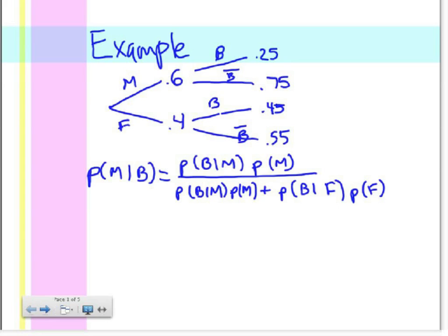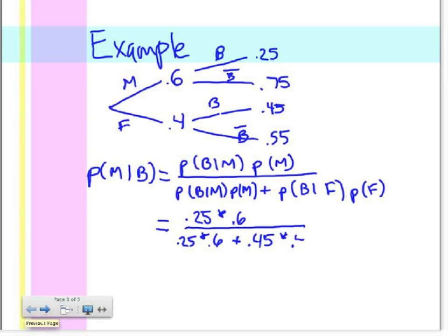So let's go to the next step and actually calculate this. The probability of B given M is 0.25, multiplied by the probability of M, which is 0.6, over 0.25 times 0.6 again, plus 0.45, which is the probability of B given F, times 0.4. And we see that the answer to this is about 0.4545. And yeah, it was pretty simple. We were able to just use this formula and quickly obtain an answer. So the next example we look at will be a little bit more complex.